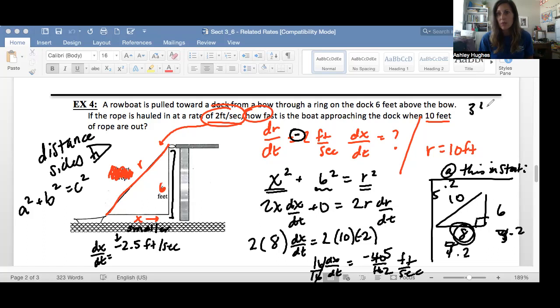Triples are like 3, 4, 5, 5, 12, 13, 7, 24, 25, 8, 15, 17. It's helpful to memorize those because then you don't have to solve the Pythagorean theorem. But you always can just use the Pythagorean theorem to find that missing side. Then you plug in what you know and solve for what you don't.